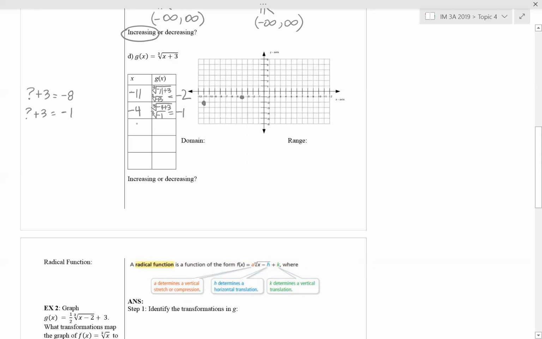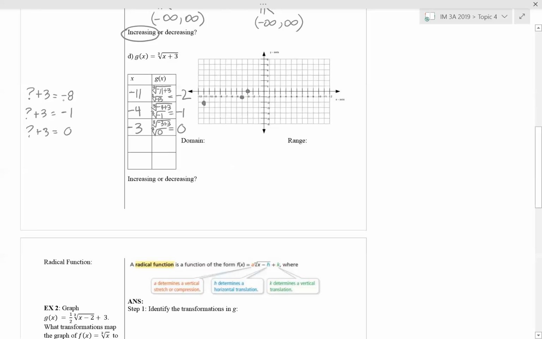Then we want to plug in a number that's going to give us 0. So what number plus 3 is 0? That number is going to be -3. And so -3 plus 3 is 0. So we want to find the cube root of 0, which is 0. So at -3, we're going to be at 0.